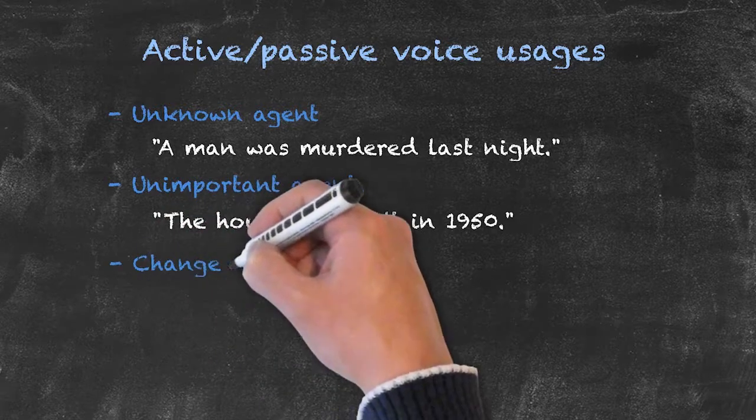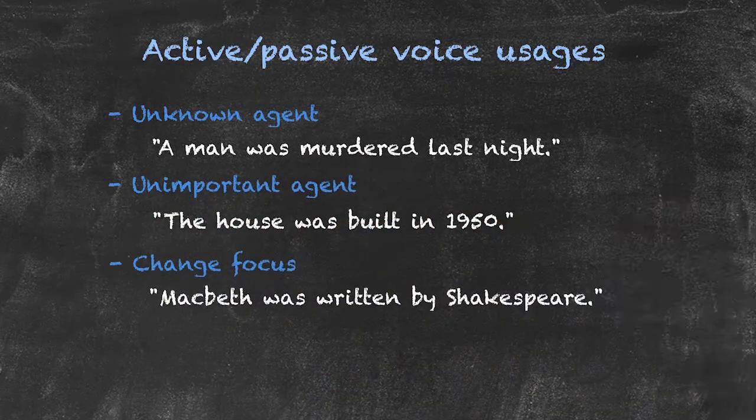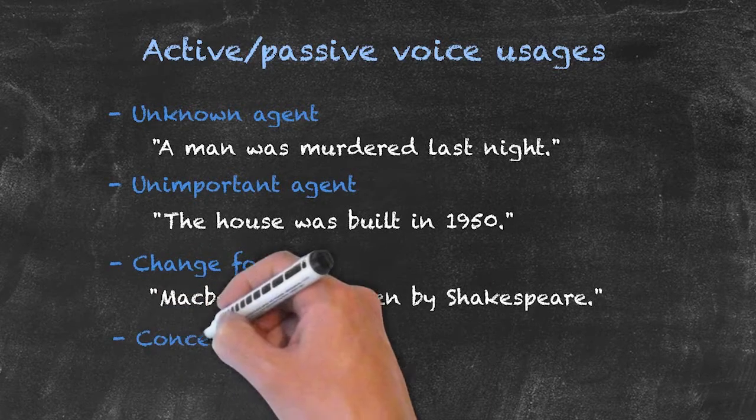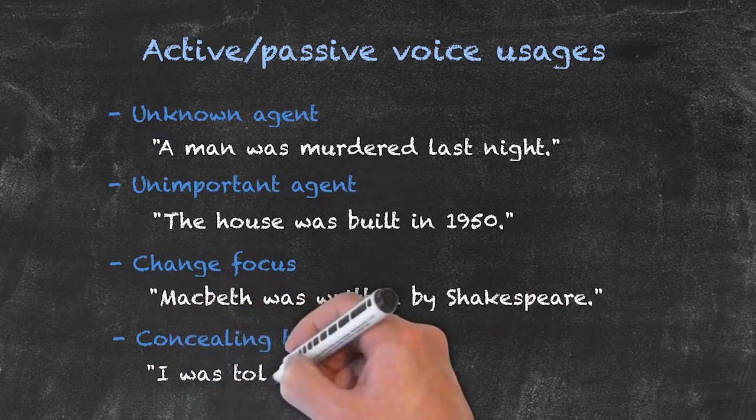When we want to change the focus: Macbeth was written by Shakespeare. Rather than focusing on Shakespeare, who wrote Macbeth, we want to focus more on Macbeth, the story. Finally, we use the passive voice when we want to conceal the agent. We might say, I was told you stole my money.